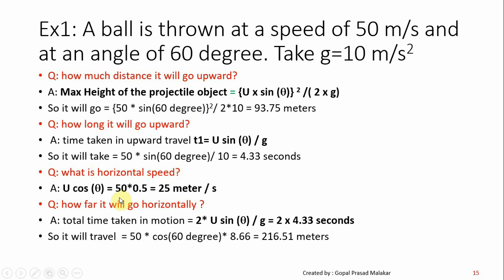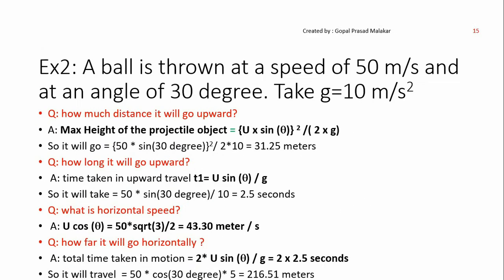What is the horizontal speed? 50 cos theta, cos 60 is half, so it is 25 meter per second. And how far will it go horizontally? It's 25 into the total time taken in the journey, which is 2 into u sine theta by g. The upward journey was 4.33, so 2 into 4.33, 8.66 is the total travel time. So 50 cos theta was the horizontal speed, and with that it has traveled for 8.66, so it will travel 216.51 meter horizontally.